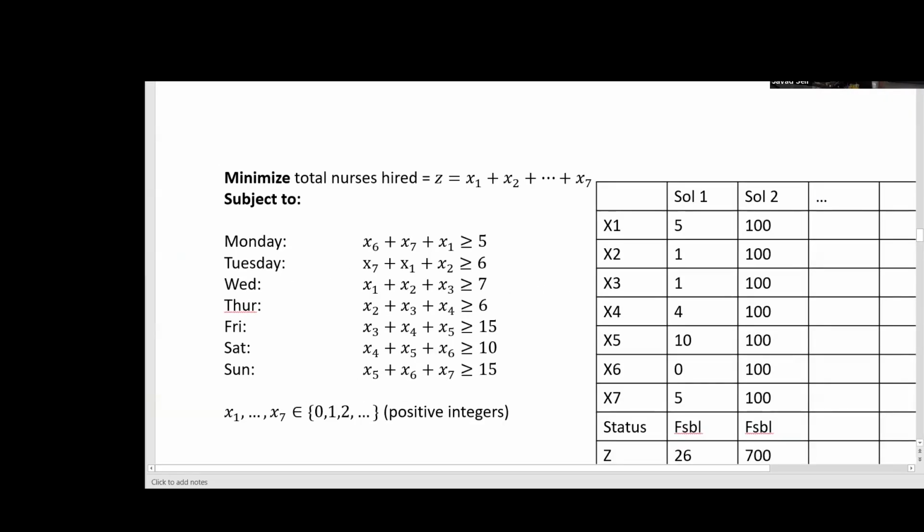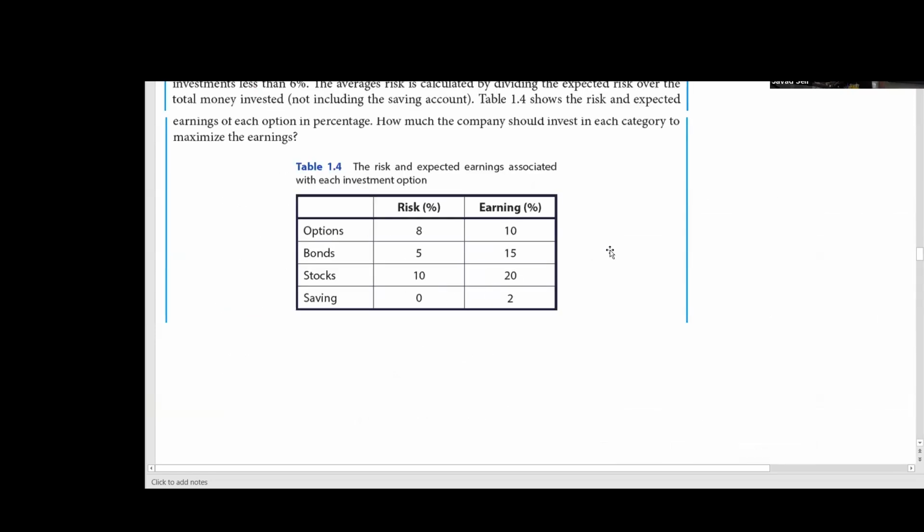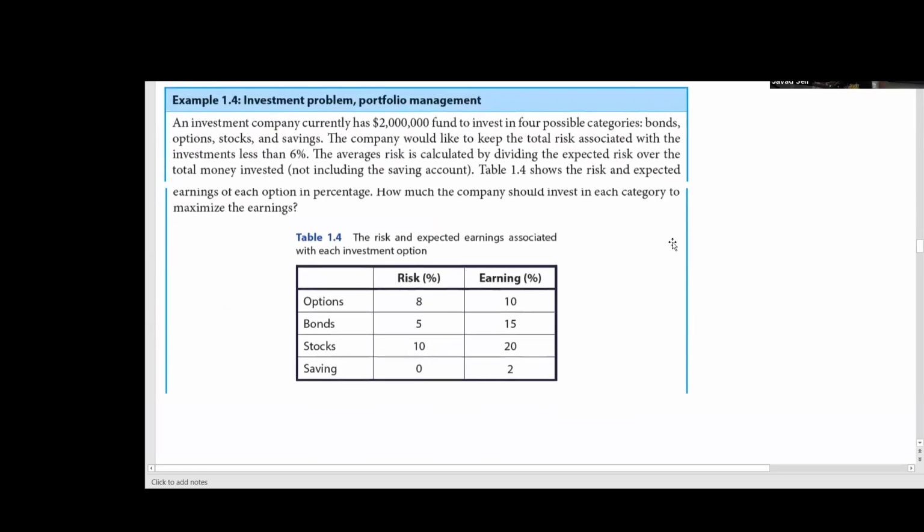The amount of bonds and then the amount of options. How much? Yes, the amount of bonds, options, stocks, savings. So how should I write the variables? X1, X2. The first one, X1 plus through X4, is going to be $2 million in total.